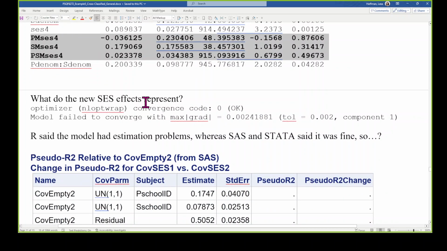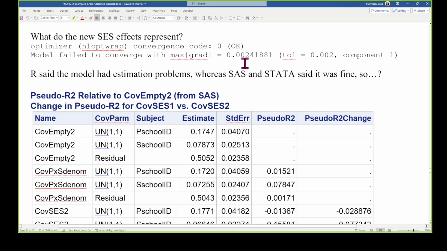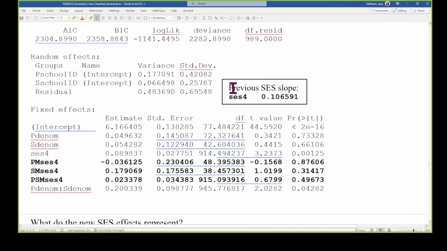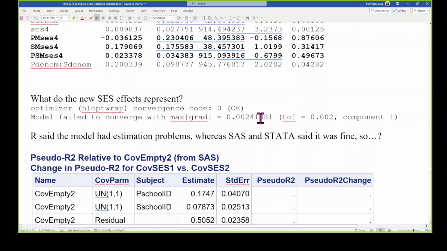But this is what I would do if I had this problem in real data, which is why I'm showing it this way. And R is like, my okay level is 0. I do not like this model, but I'm not sure why. Because neither of the other packages had any problem with it. All the results seem okay. The variances are above 0, decidedly. So I don't know why it's mad. Stata and SAS were fine with this model.